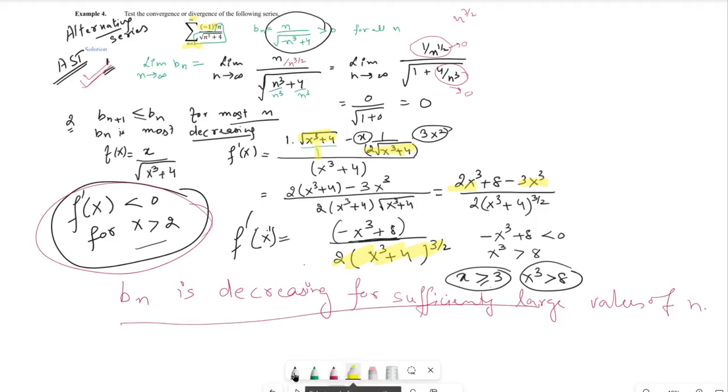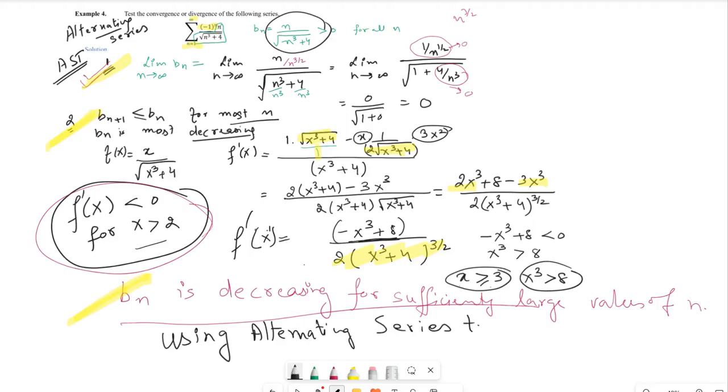So we have both the conditions of AST done. Number 1 is done and number 2 is also done. So we can claim, using the alternating series test, the given series, what was the given series? N from 1 to infinity, negative 1 to the power n divided by the square root of n cubed plus 4, is convergent.